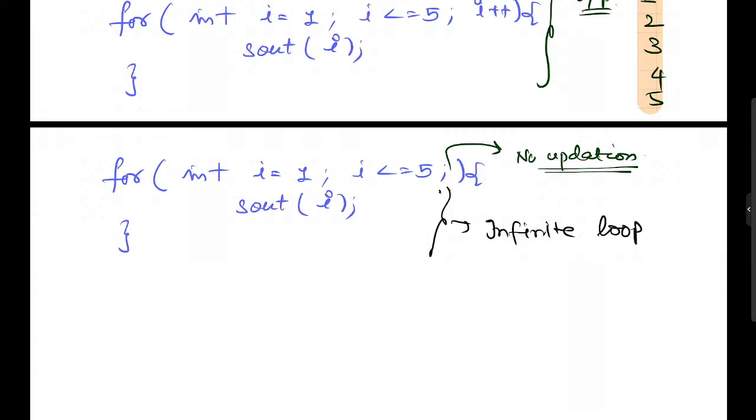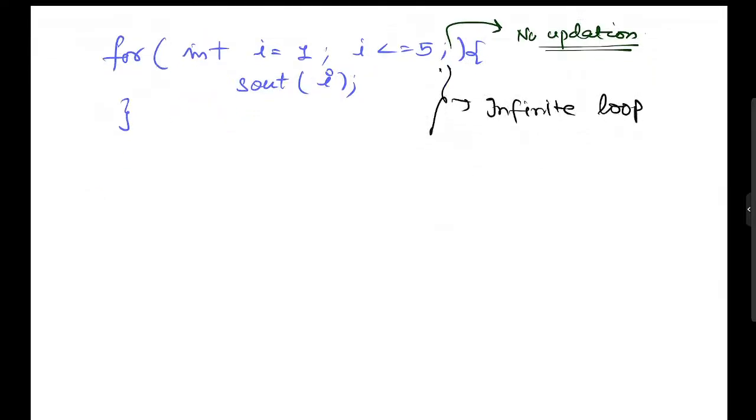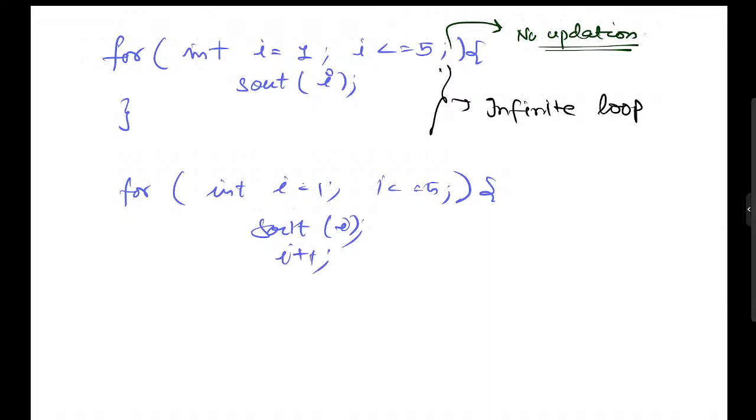To make sure that this is finite, what will you do? You'll write int I equal to 1, I less than or equal to 5. Let's say you don't want to give the condition here. You can say System.out I, and you can also give the updation here, I plus plus. Then this will print the same answer as the previous one. What was the previous answer? 1 2 3 4 5. You can check it and it will work.